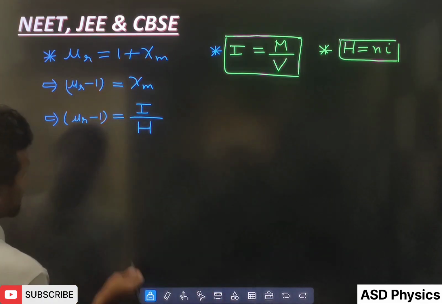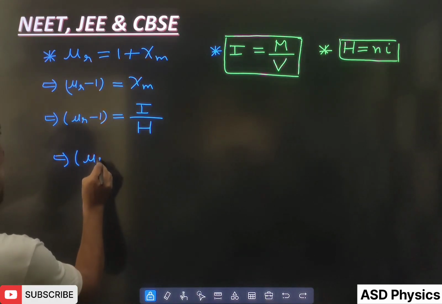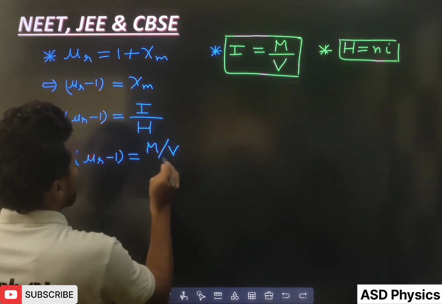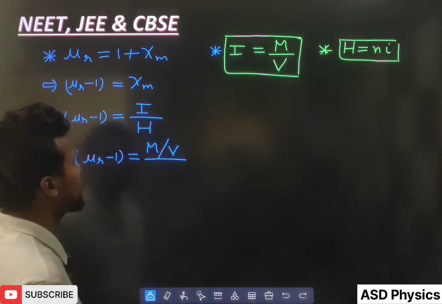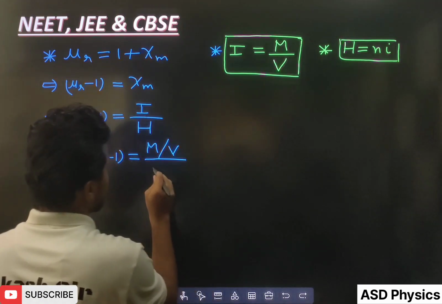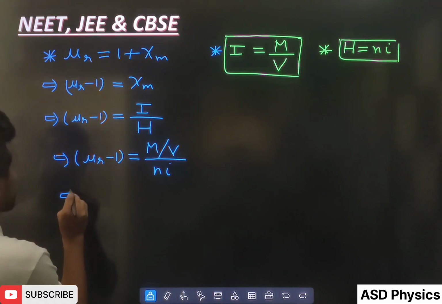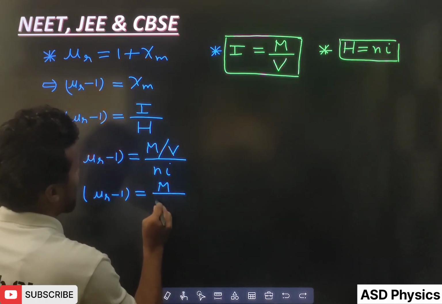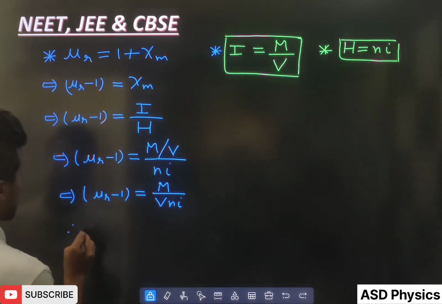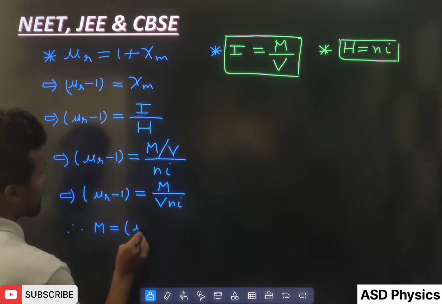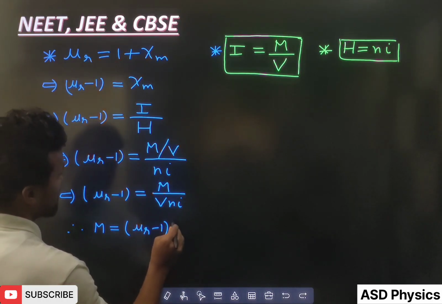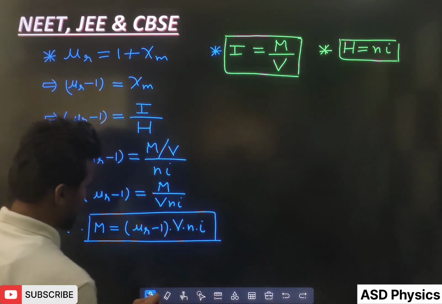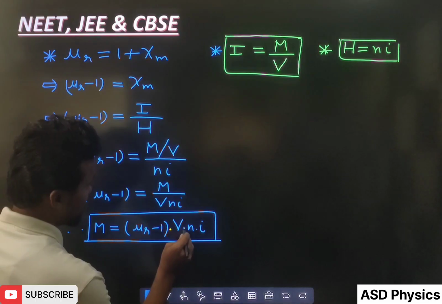So what can we write here, can you see it? Very easy. Mu r minus 1 is equal to the value of I, meaning capital M by V, magnetic moment by volume. And H is given here as nI. So mu r minus 1 is equal to M by V n I. So the magnetic moment is given by mu r minus 1 into V n I. This is the formula.